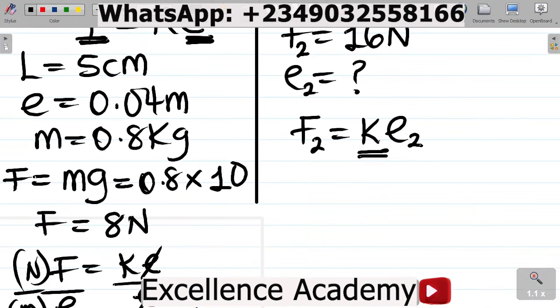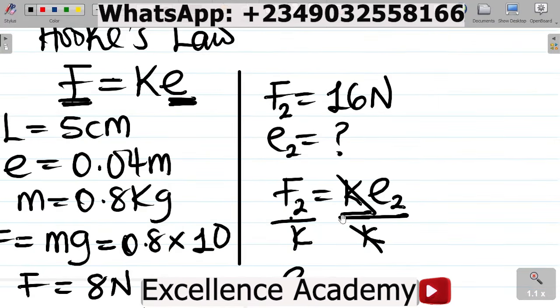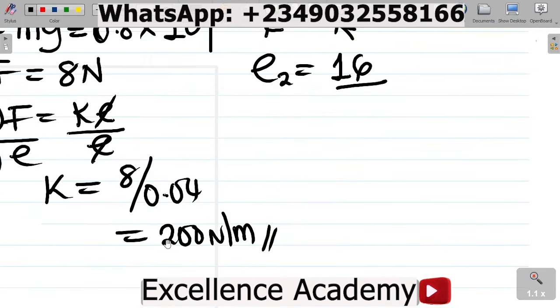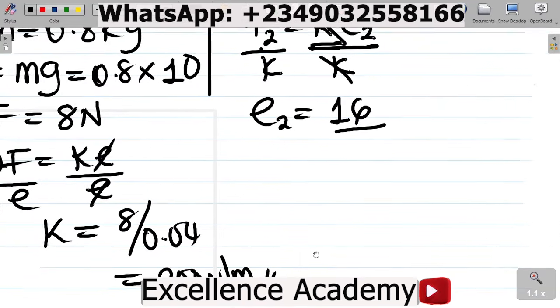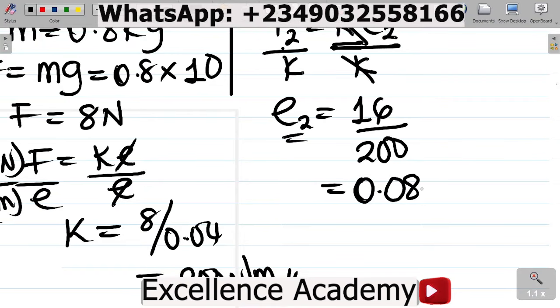To get the value of E2, I'll just divide here by K and divide here by K. This cancels this. So the extension we are asked to find is equal to the value of F2, which is 16, all over K. The value of K here is 200. So 16 over 200. Let's get this done. 16 divided by 200, and if I punch that correctly, my answer is 0.08. The extension here is in meters. So my answer is 0.08 meters.